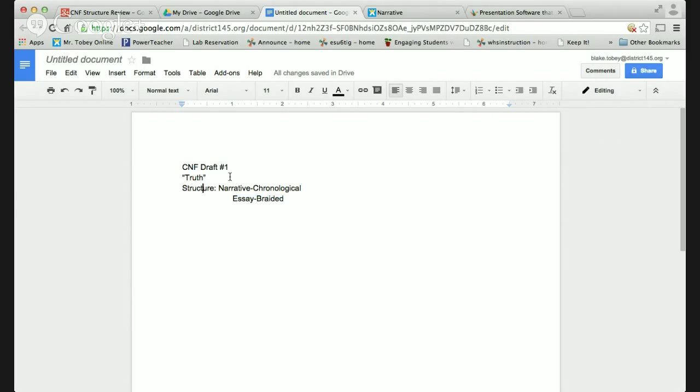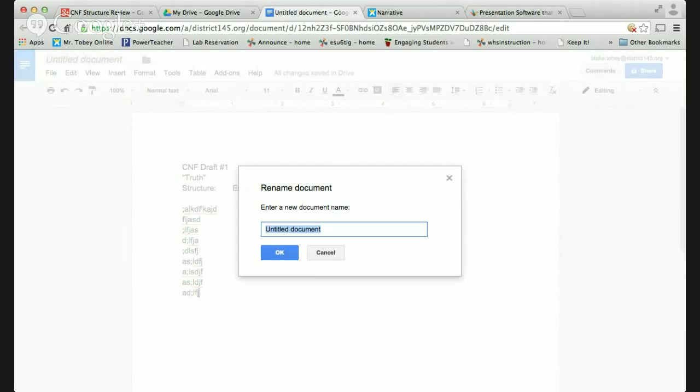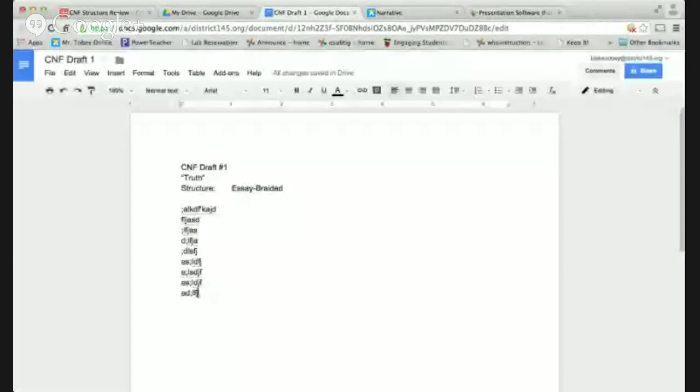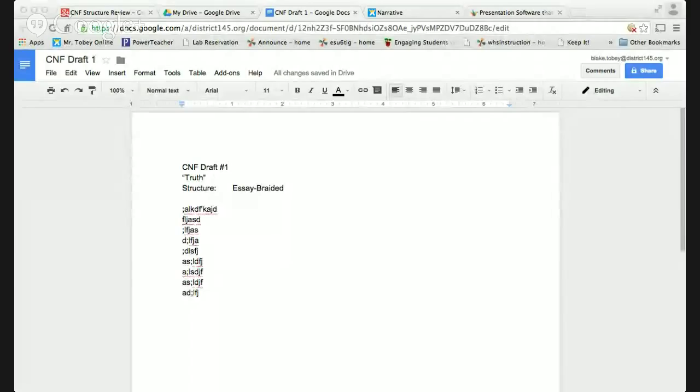And then you just start typing away, and that'll be your first draft. And then what I suggest is actually titling this CNF Draft 1 so that when you go back through, you'll be able to have all that organized for you. All right, the rest of the time is for you to type. If you get the first draft done before class is over, you should work on blog number 10. But again, this is worth 20% of your overall grade, so the more time you put into it, the better.